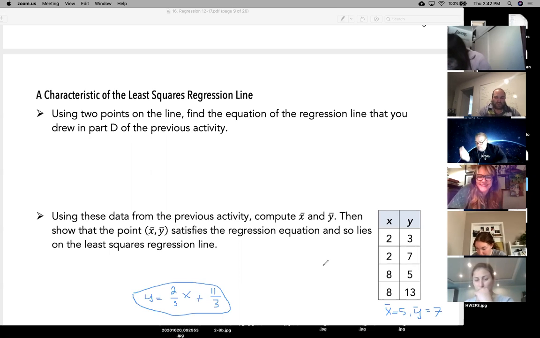Okay, good. So x bar equals 5 and y bar equals 7. If you plug x bar into here, what do you get out? Go ahead and try that.